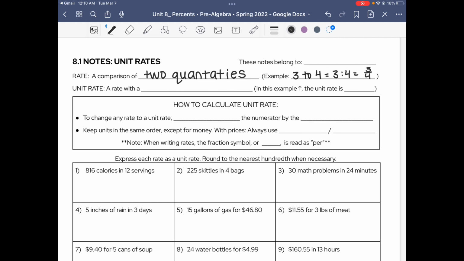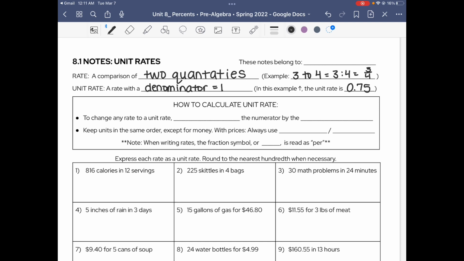A unit rate is a rate with a denominator equal to 1. So it's called a unit rate because it is how much each unit is worth. In the example we have up top, 3 divided by 4 is 0.75. You just divide it in a calculator, which is what we're going to talk about in the next section.